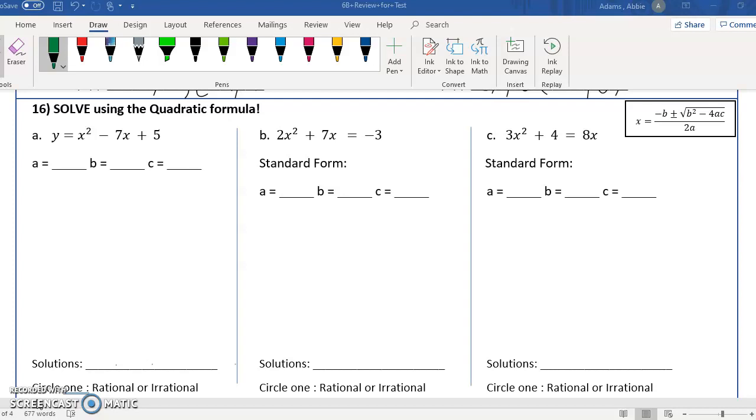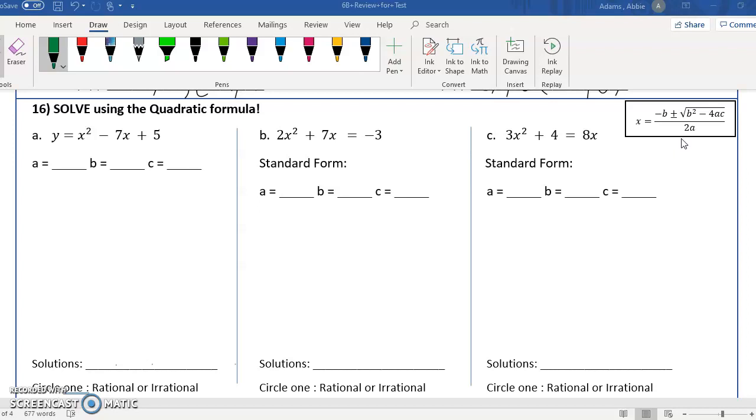In order to use the quadratic formula, our original equation needs to be in standard form, where you have ax squared plus bx plus c, a being the coefficient on the x squared, b being the coefficient on your x term, and c being your constant. If you look to your right here, I have inserted the quadratic formula for us. So that's negative b plus or minus the square root of b squared minus 4ac, all divided by 2a. So let's go ahead and get started.